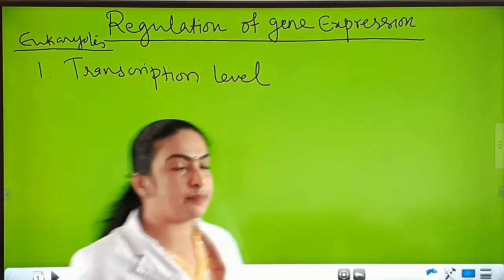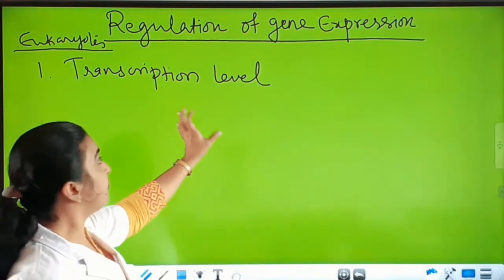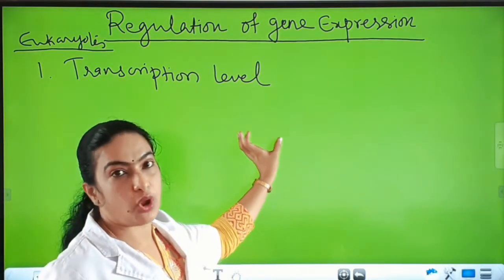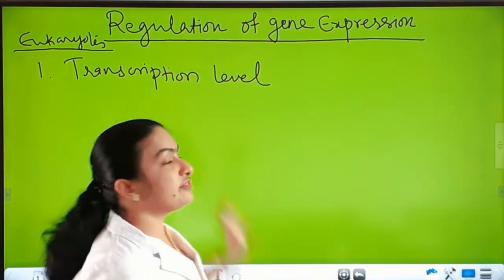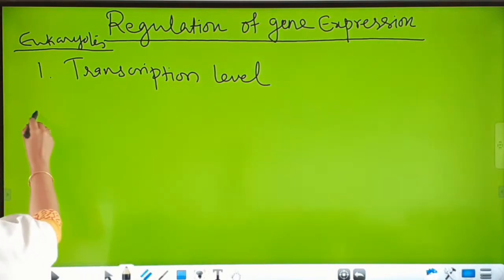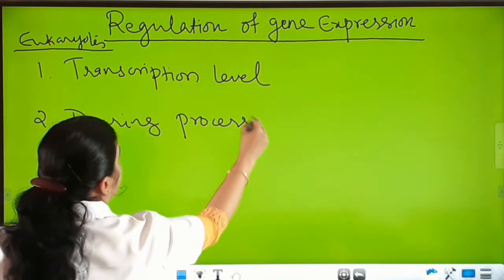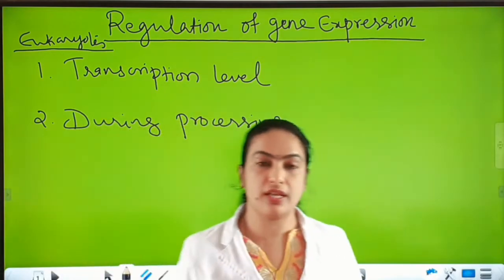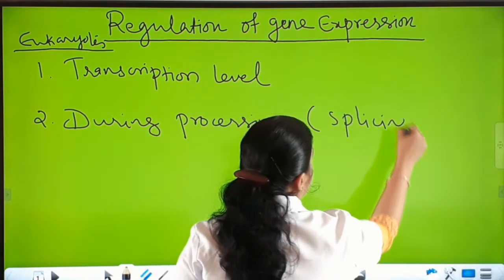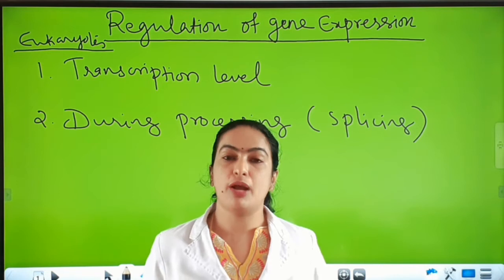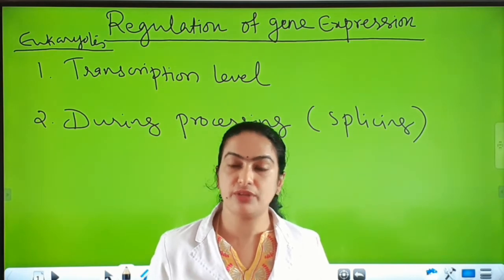At the time of transcription, or during the formation of hnRNA, there is a chance of controlling the formation of gene products. The amount and time can be controlled at the level of transcription in eukaryotes. And the second level is during processing. As you know, there are post-transcriptional modifications, including splicing, capping and tailing. At the time of processing also, there is a chance of regulation of gene expression in eukaryotes.